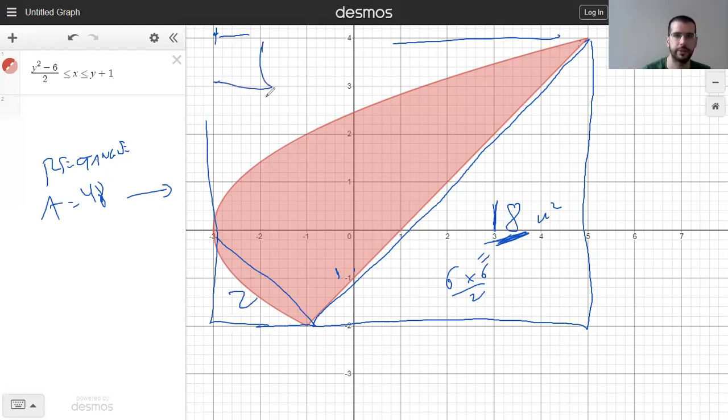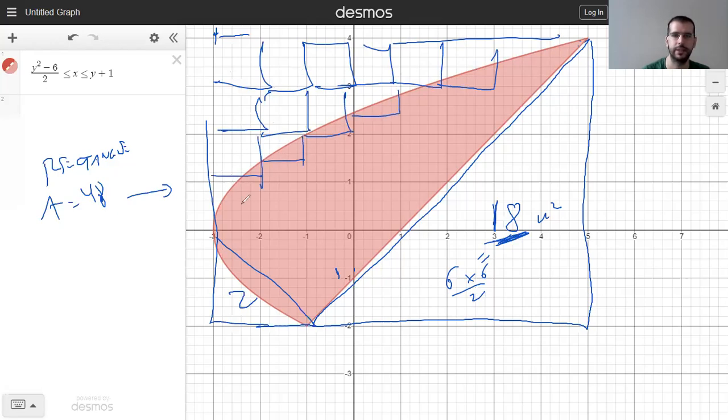How about I just count squares? 1, 2, 3, 4, 5, let's say 6, 7, 8, 9, 9.5, 10, 10.5, 11. So I have 18, 2, and 11, that is 31.